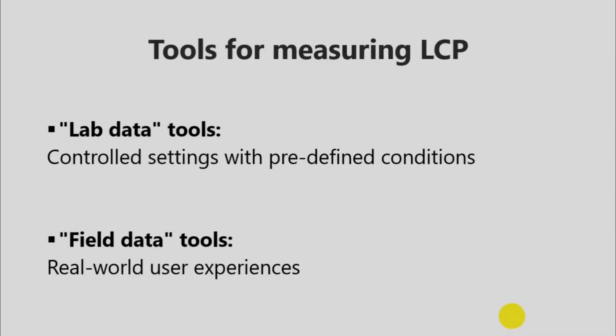Now that we know what LCP is and why it's essential, let's talk about how we measure it. And for that, we've got two key types of tools to help us. First up, we have tools that report lab data. These capture information in a controlled environment with predefined device and network settings. It's like the lab of web performance testing, where we can see how things behave under specific conditions.